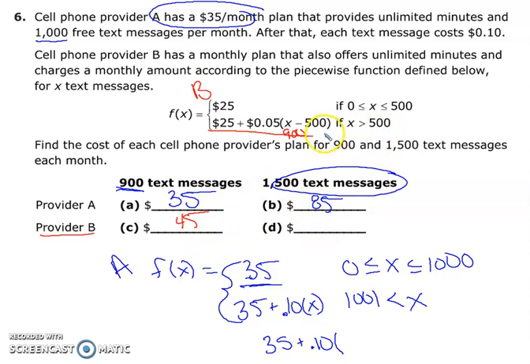Here, I'm paying for 1,500, but I don't pay for the first 500, so I subtract those out. So I'm paying for 1,000 text messages. How much do I pay per text message? 5 cents. And then I pay $25 to have it. So it is $75. Okay, and that is if I plugged 1,500 in here.